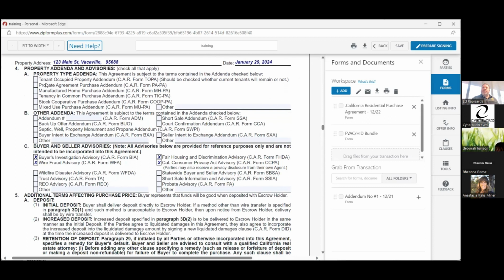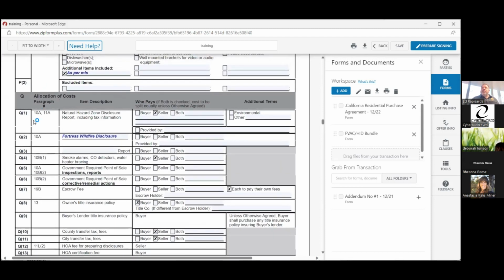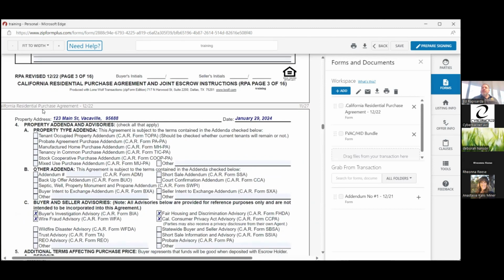Here's an opportunity where you get to, so you notice we just moved out of the grid. All these numbers right here are then talked about in follow-on or subsequent paragraphs. So anything that we're including in there, if I have a tenant occupied property, TOPA, that's where that would be marked, or if it's a manufactured home or whatever, all that's in here.